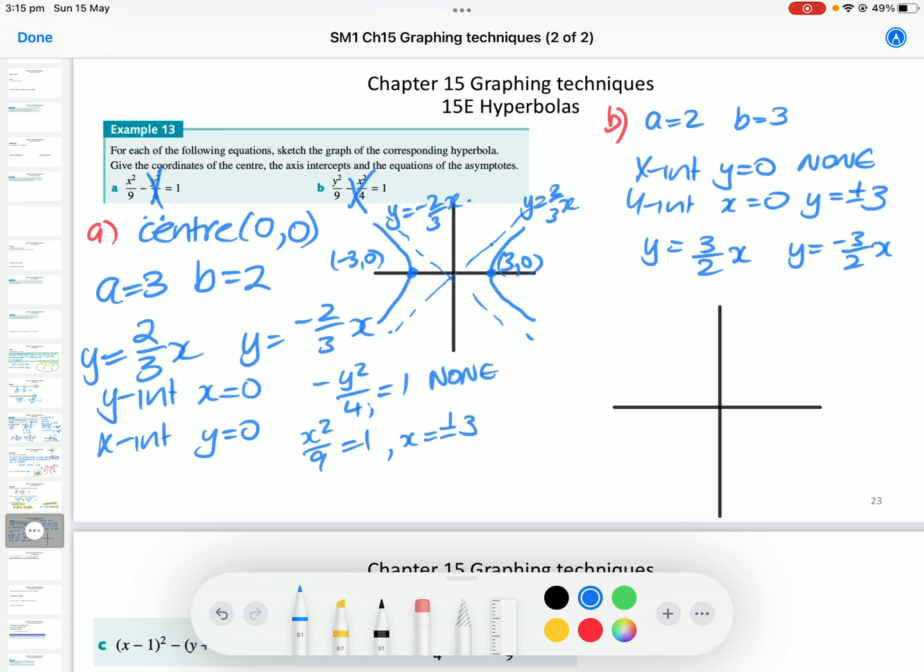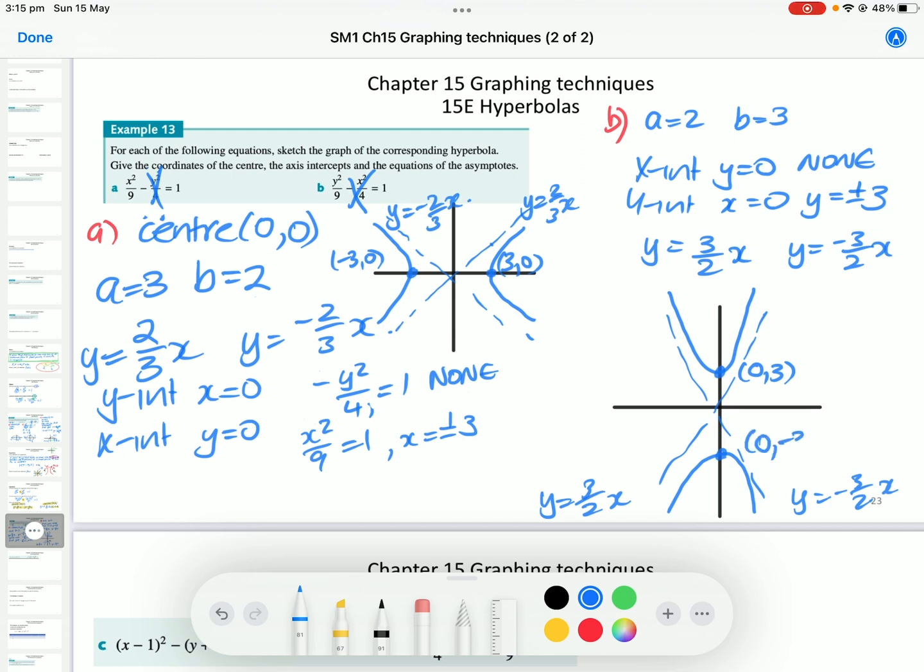Rise over run, 3 over 2, so it's going to be a little bit steeper. Label those. And draw our asymptote, our hyperbola, which has an intercept at 3 and at minus 3. So you'll see up in here, the order is important with the minus sign. If x goes first, it goes this way. If y goes first and the x is negative, it goes that way.